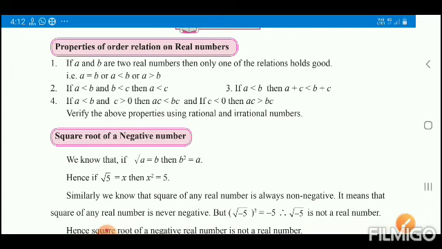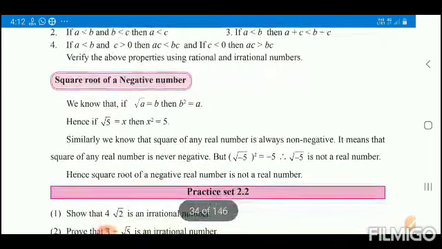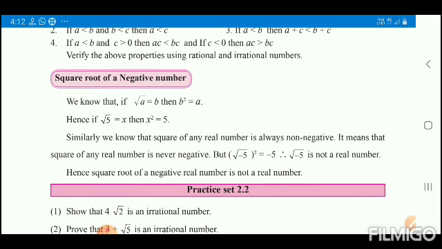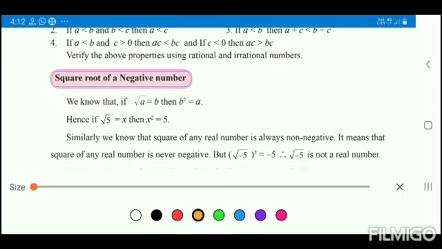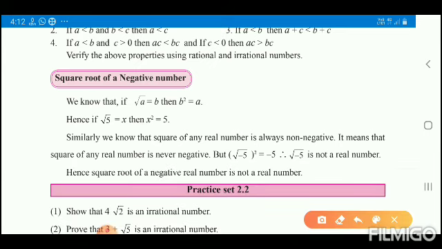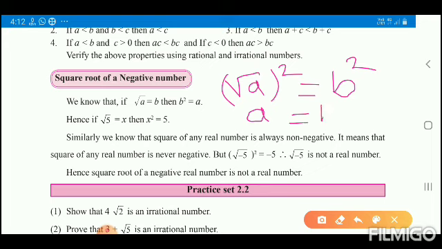Okay. Now the next point is square root of a negative number. We know that if square root of a is equal to b, then b square is equal to a. Means if we square both the sides, root a whole square is equal to b square. Root a into root a comes out of the bracket, so you will get a is equal to b square. So root 5 square means 5.